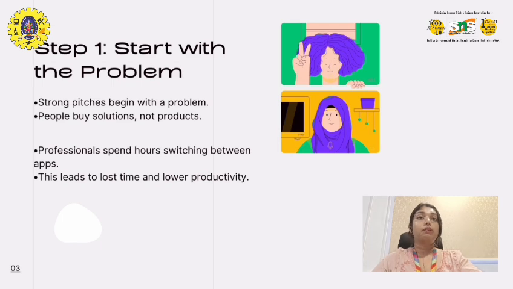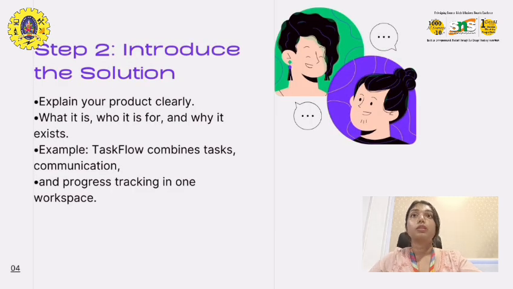Now, once the problem is clear, introduce your product as the solution. This part should answer three questions. What is your product? Who is it for? Why does it exist? For example, TaskFlow is a smart workspace platform that combines communication, task management, and project tracking in one place. Now, notice how simple and direct that sounds. Avoid using complicated technical language, and your audience should understand your idea within seconds. A smart pitch explains complex ideas in the simplest way possible and highlights the key benefits.